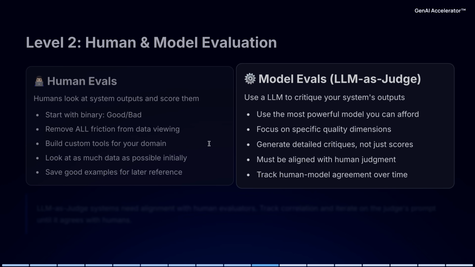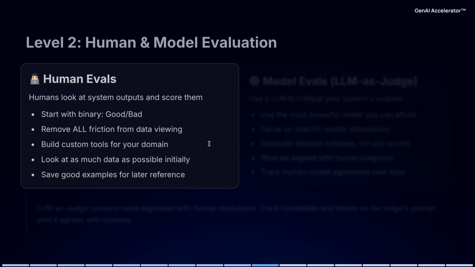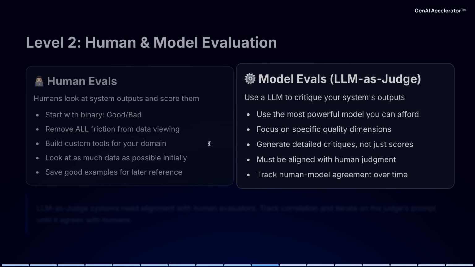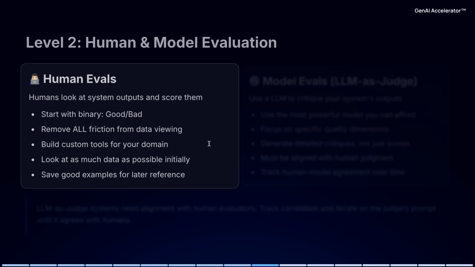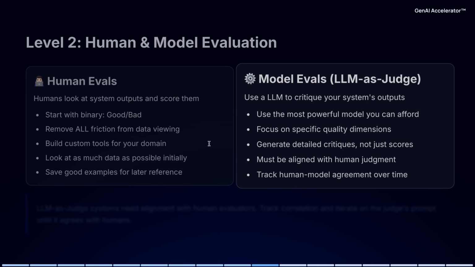And this is super critical. It must be aligned with human judgment. You cannot skip the human eval step and go straight into using a model to evaluate your system. And you want to track human model agreement over time. The more you put human evals really into the system, the easier it's going to get to create model evaluations, but you need to continue to track this over time as well. So this is also not something where it's like, okay, let's do this for the first 2 weeks and then we're done. Then we have a fully automated system.